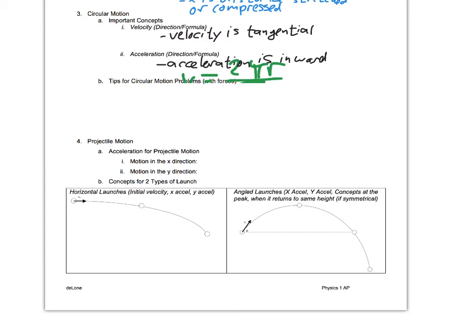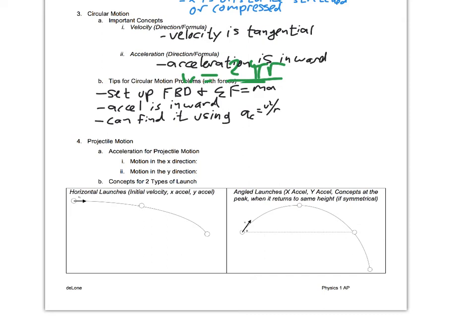All right, some tips for solving circular motion problems. First of all, circular motion problems are really just force problems. We just have a different kind of acceleration, that inward centripetal acceleration. So we want to set up our free body diagram and our F equals ma like we would for any other force problem. Keep in mind that our acceleration is always inward, and we can find it by using v squared over r. That's really the only difference. Otherwise, it's just like a regular force problem.